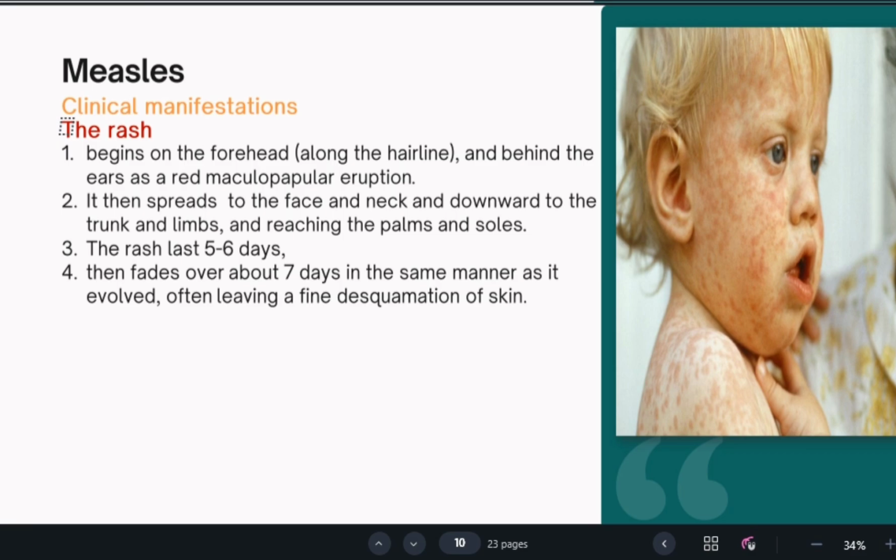Then the rash appears. Now we talk about the rash. It begins on the forehead; its order is typical. It begins at the forehead along the hairline and behind the ears as a red maculopapular eruption. It then spreads to the face, then the neck, and downward to the trunk and limbs, reaching the palms and soles.